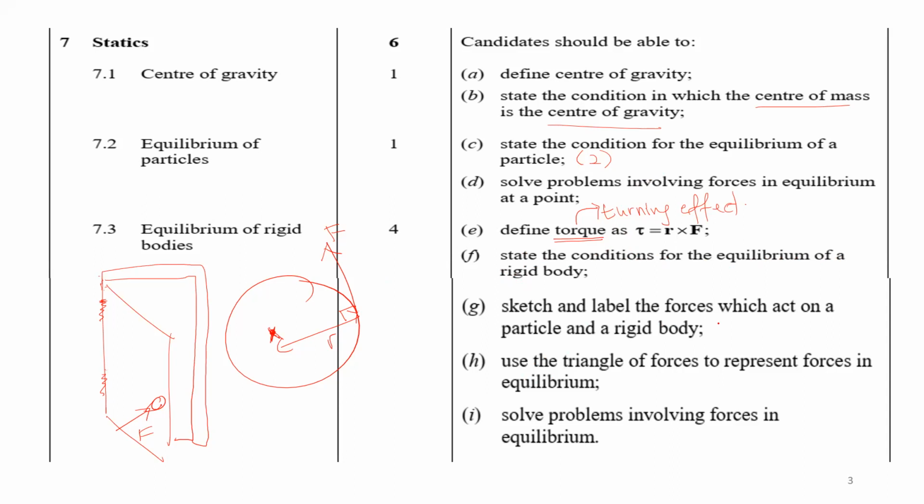Sketch and label the forces which act on a particle and the rigid body. So that one depends on the situation. In a way, it is referring to the free body diagram, which we have discussed before. Free body diagram is able to show the forces acting on a system. Then use the triangle of forces to represent the forces in an equilibrium.